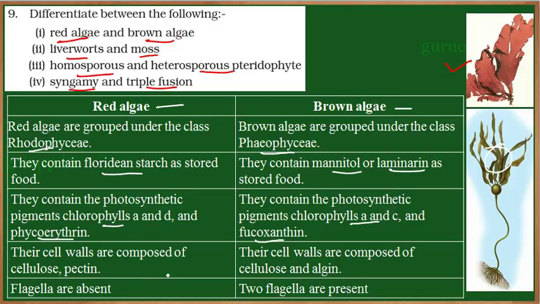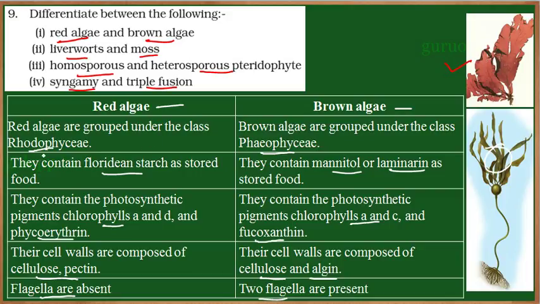Now they also differ in the cell wall composition. Red algae has got cellulose and pectin in its cell wall, whereas brown algae has got cellulose and algin in its cell wall. Red algae do not have any flagella, so flagella is absent in case of red algae. In case of brown algae, two flagella are present. So based on the food which is stored, presence of photosynthetic pigment, and flagella, algae are grouped into different categories.